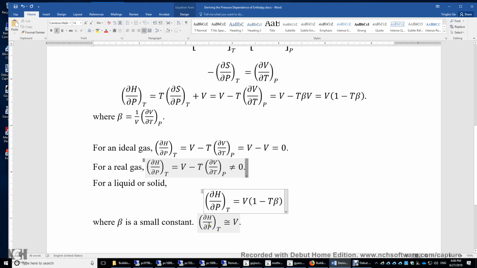So in a lot of situations, we have ∂H over ∂P under constant temperature condition is approximately equal to volume. This holds true especially for solids. Again, for solids, beta is particularly small.